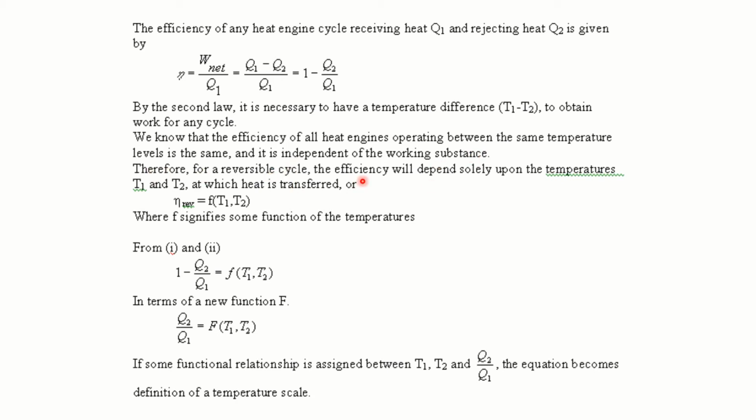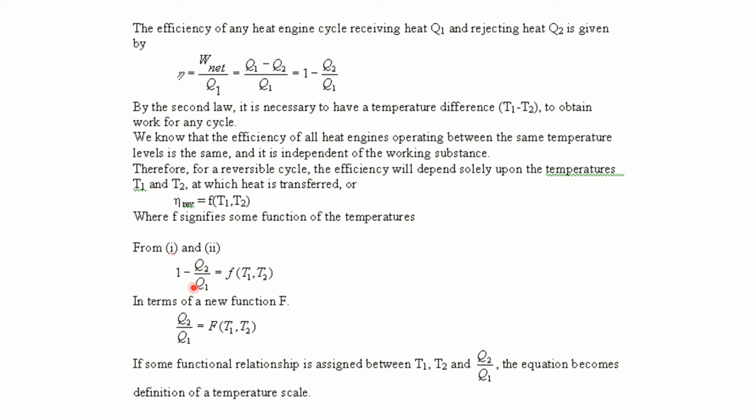Therefore, for a reversible cycle, the efficiency will depend solely upon the temperatures T1 and T2 at which the heat is transferred. Hence, we can say efficiency eta reversible is a function of the temperature of the source and the temperature of the sink. I have just denoted the function by small f. In mathematics, a function is always denoted by f.